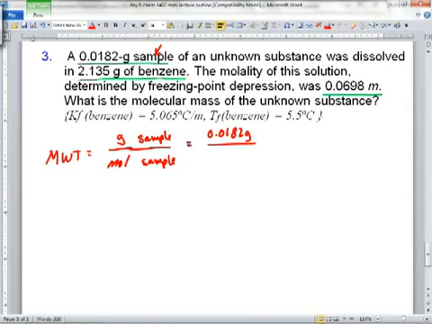They already gave it to us. We just have to figure out what the moles of sample are. Okay, Crystal, the question's kind of changed now. We need to find the moles of the sample. We'll divide it into 0.0182, and then we're done. We'll have molar mass, grams per mole.